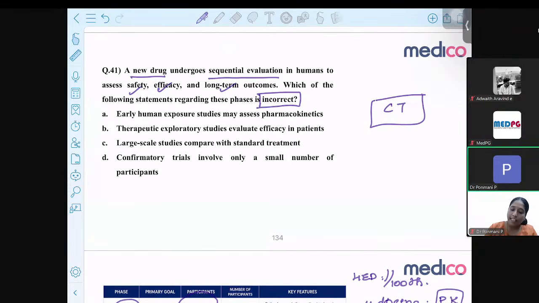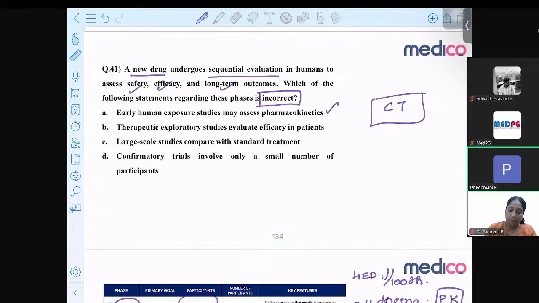Early human exposure study may assess pharmacokinetics. Yes, true. Therapeutic exploratory studies evaluate the efficacy. Very true. Large-scale studies compare with the standard treatment. Yes, always if there is a drug which is entering a market, it is usually compared with the standard drug which is already available. That is how the large-scale studies are planned. And confirmatory trials involve a small number.